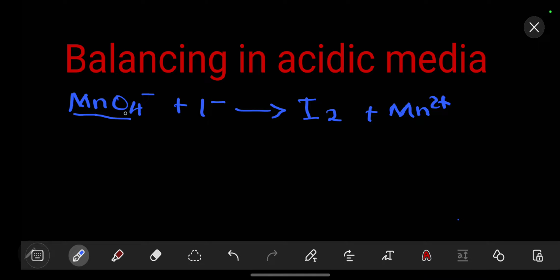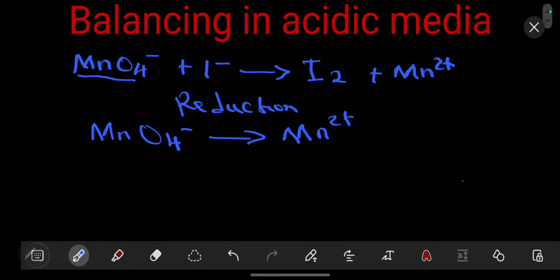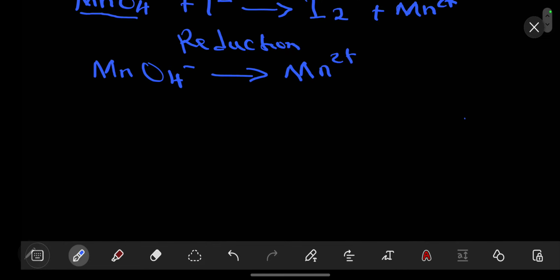If you look at manganese oxide, manganese 4 oxide, it is getting reduced. There is the removal of oxygen. This process is what we call reduction. So MnO4 negative is becoming Mn2 positive. Now, in acidic media, we always add water. That is how we balance equations: add water, electrons and hydrogen where necessary.